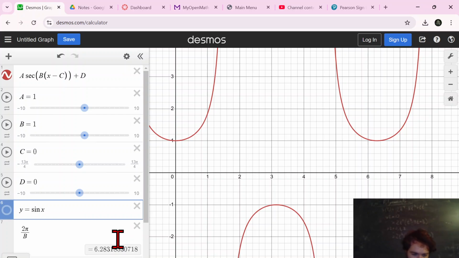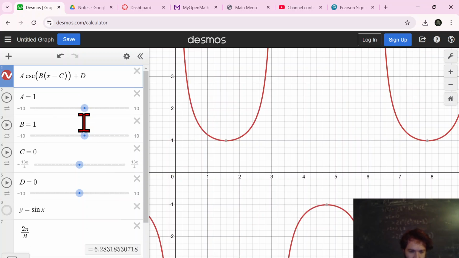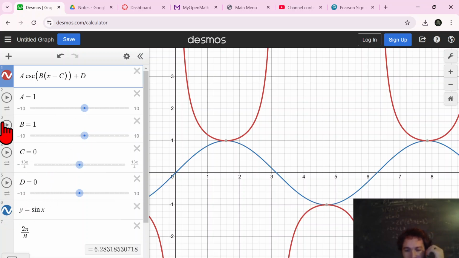Now you might have guessed, if the secant is just like an exploded version of the cosine graph, then the cosecant will be like an exploded version of the sine graph. So I've changed it. This blue line is now a sine graph. This red line is now a cosecant graph. And A, B, C, and D behave the exact same way.